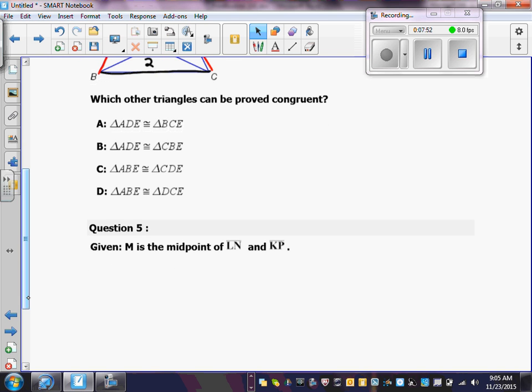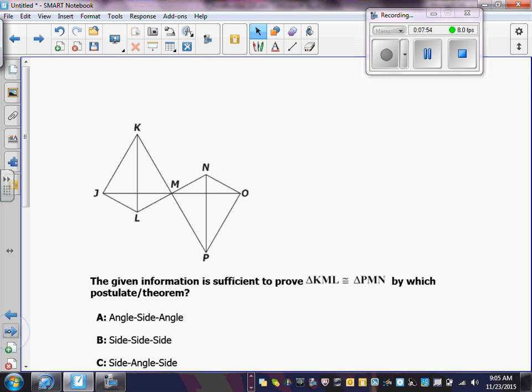Here, M is the midpoint of LN and KP. So knowing M is the midpoint of LN, I know this side is congruent to this, and I know this is congruent to this one. That's the first thing I would do. Given the given information is sufficient to prove that KML. So where is this triangle?